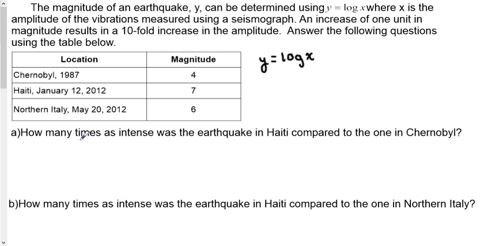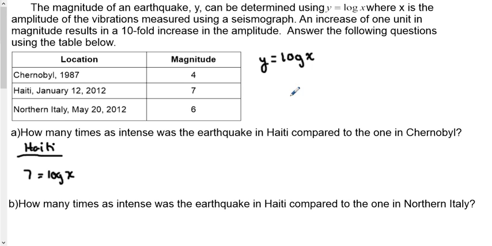For part A, it says how many times as intense was the earthquake in Haiti compared to the one in Chernobyl. So what we'd like to do is use our given logarithmic function to relate these two earthquakes. For Haiti, we have a magnitude of 7. That represents the y value for our function. So we would say 7 equals the log of x.